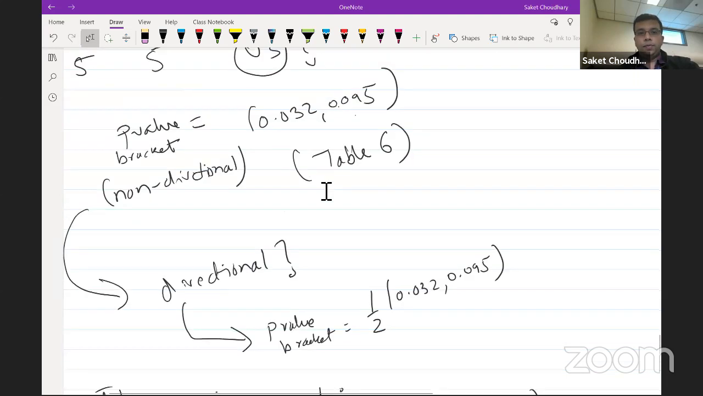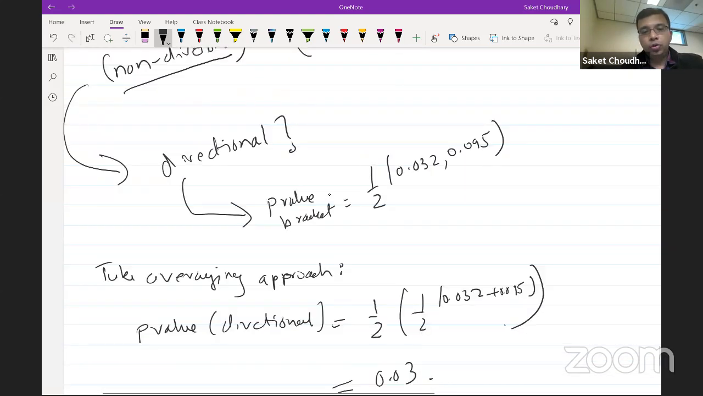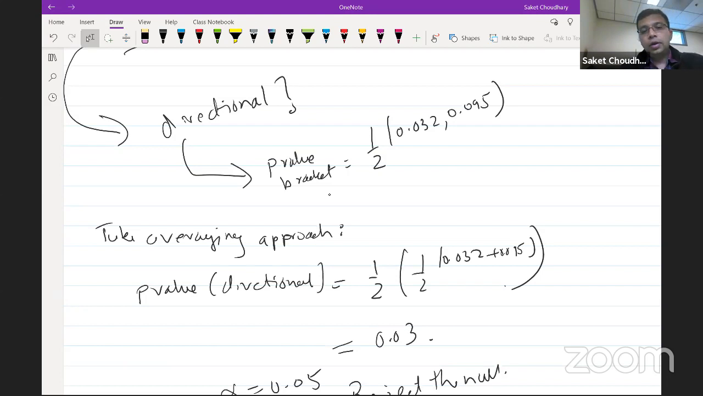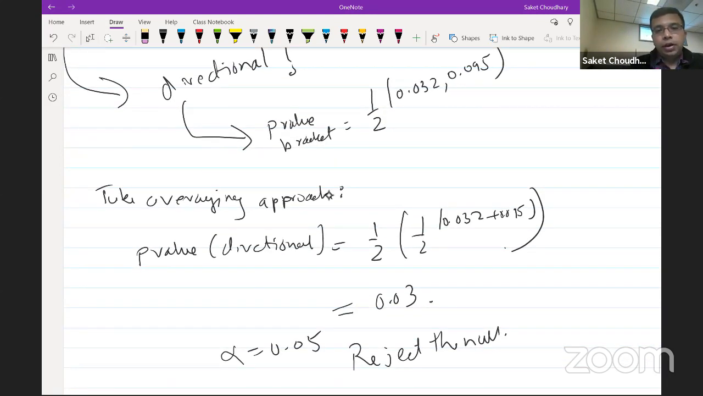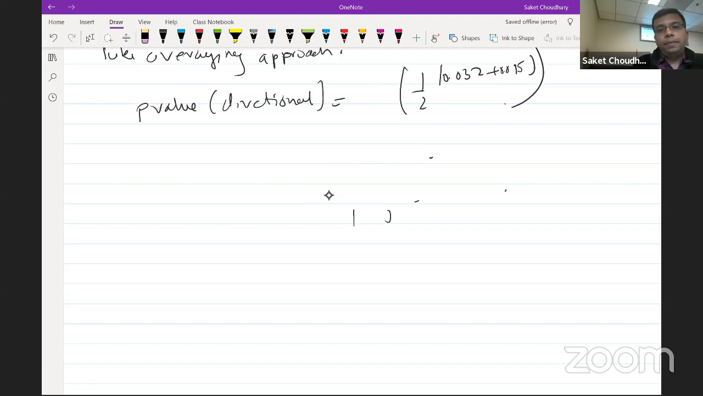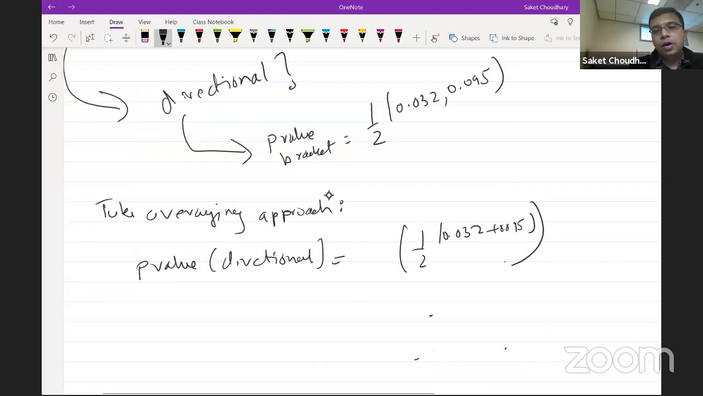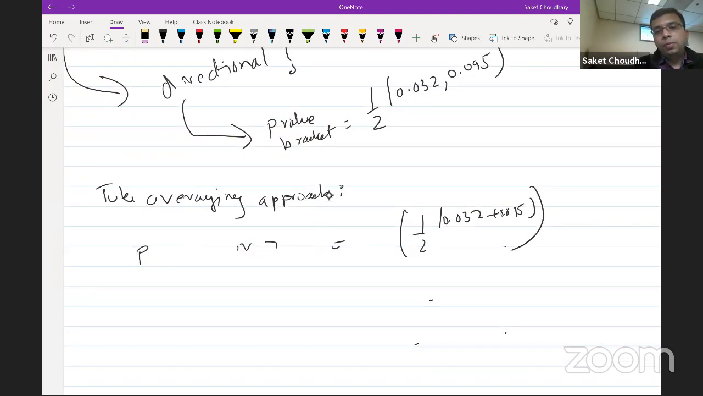So we have so far the p-value bracket for the non-directional version of things, which is 0.032, 0.095. Now if I take the average approach, let me just do it again. So far, at this step, we only have the bracket. It's a bracket because 23 appears between these two values. Now I want to calculate, if I were to ask you what exactly is the p-value.